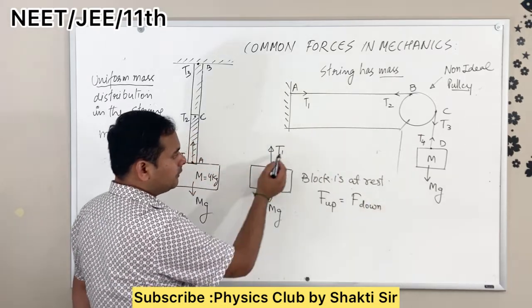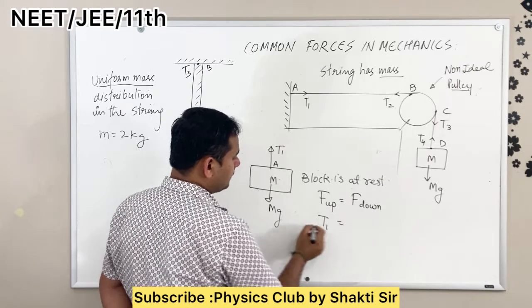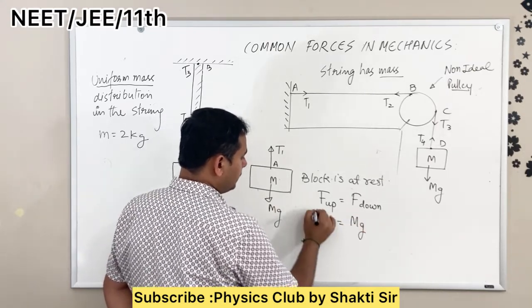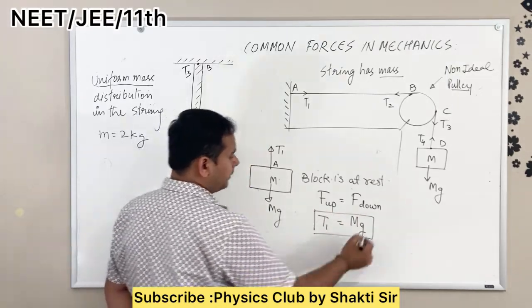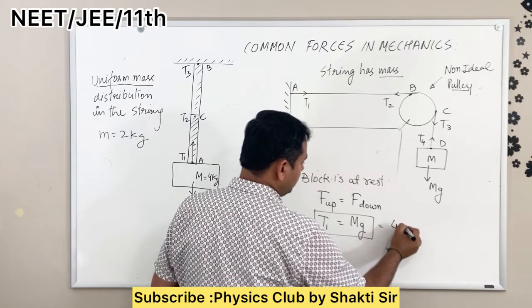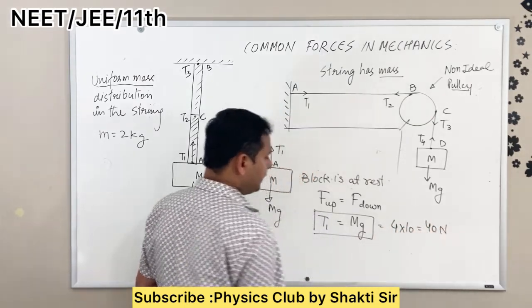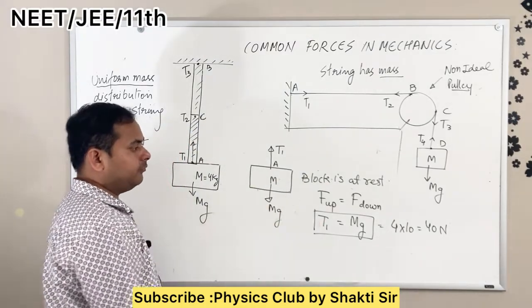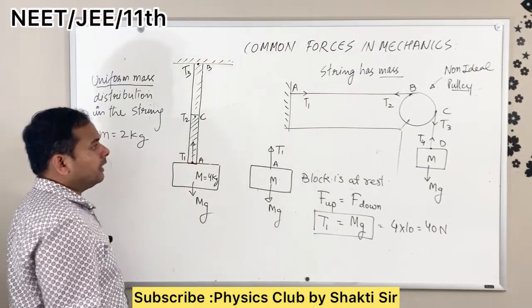What is the magnitude of the upward force? T1. What is the magnitude of the downward force? mg. So T1 is nothing but mg. What is the value of m? 4 kg. With g equal to 10, it equals 40 Newton, which is the magnitude of T1. This T1 comes out to be 40 Newton. Simple. Let's move on.